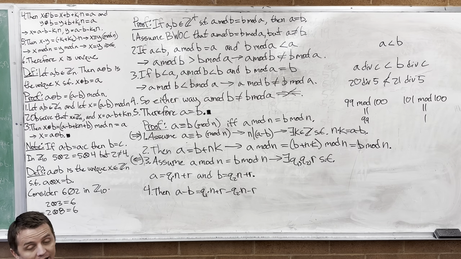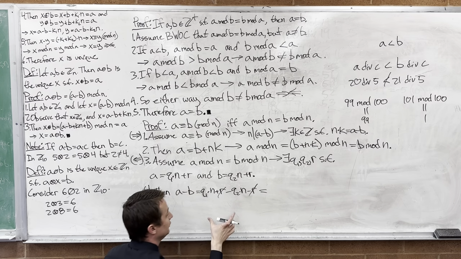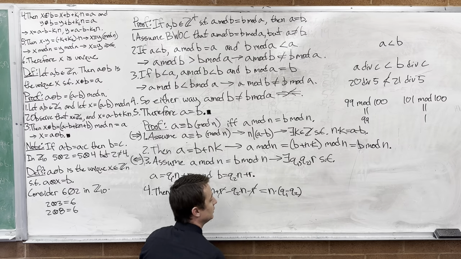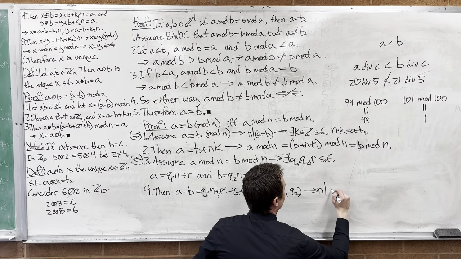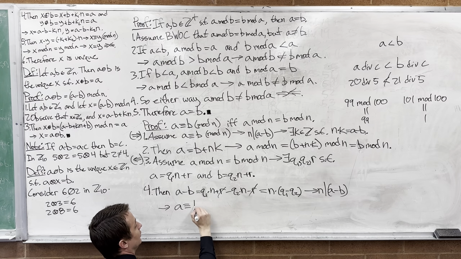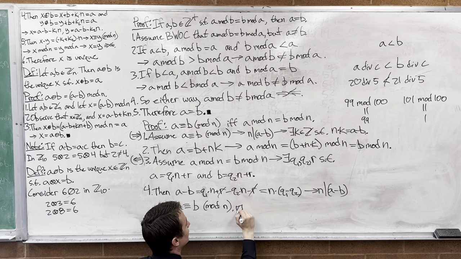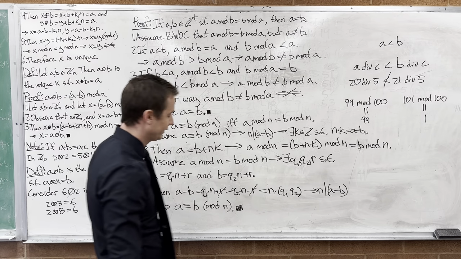Okay. That's what a minus b is? Now notice the r's go out. So this is equal to, just these two terms, I'm going to factor out the n. It's equal to n times q1 minus q2. What does that mean? a minus b equals n times q1 minus q2. Perfect. That means that n divides a minus b. What does that mean? Therefore, a is congruent to b mod n, square box. Good? Okay. So, not that bad.